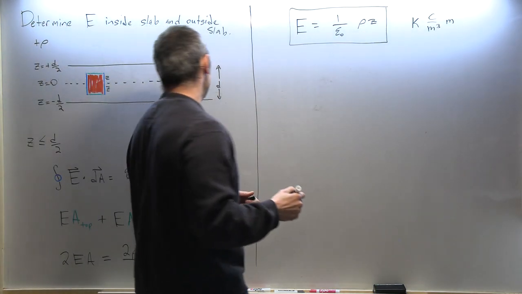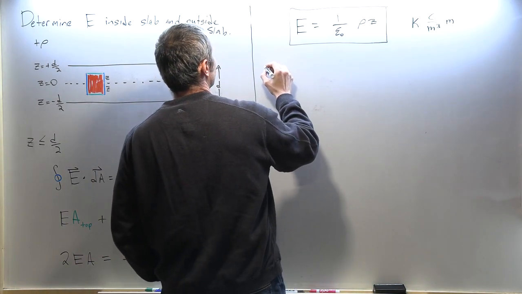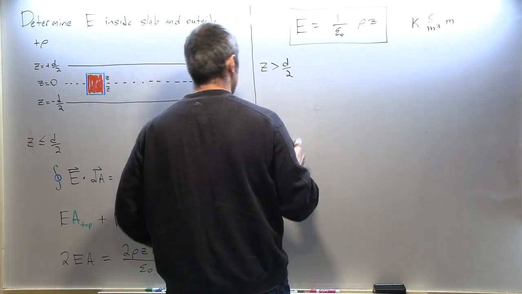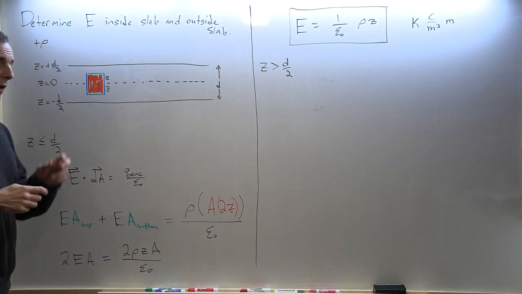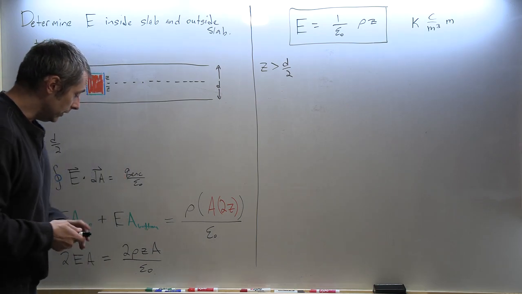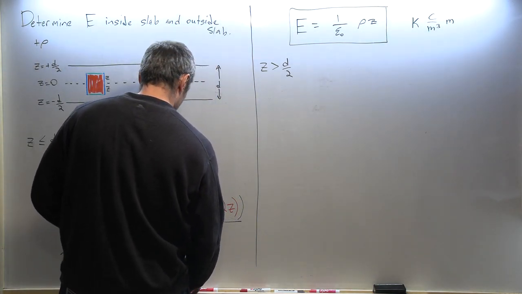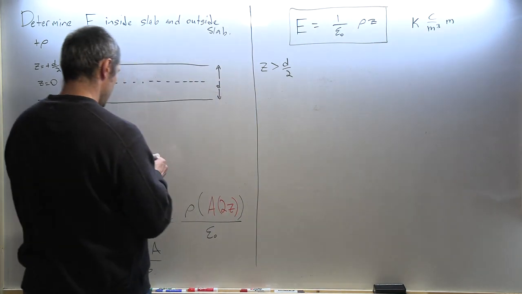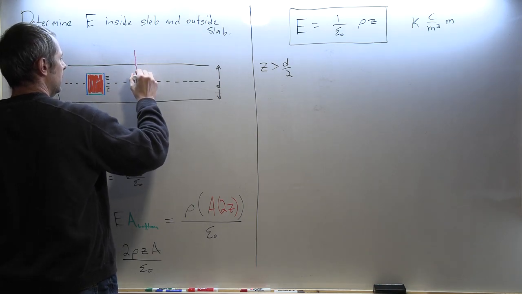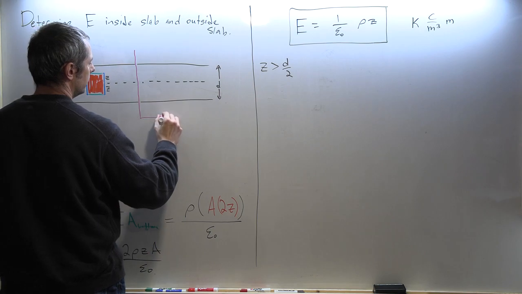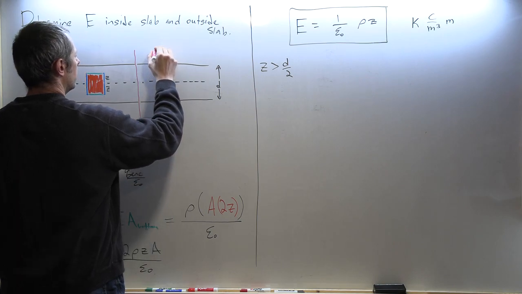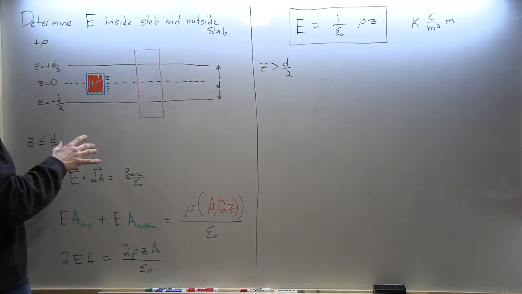Okay, the next calculation is outside the slab. So we could say for z greater than d over 2. Once again, I've got to be able to think of the correct kind of Gaussian shape. Planar symmetry is going to mean a box again. Okay, just a plain simple box. And this time, I guess I haven't used this pinkish color yet. I'll make a Gaussian box that looks like this. Okay, so there's my Gaussian box.